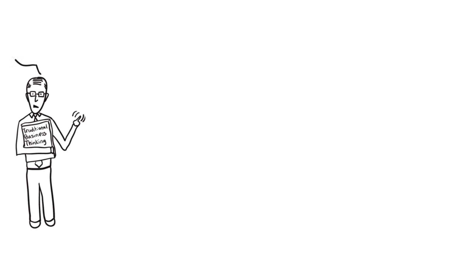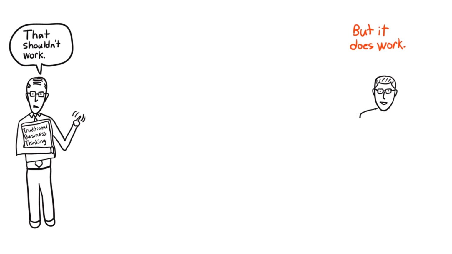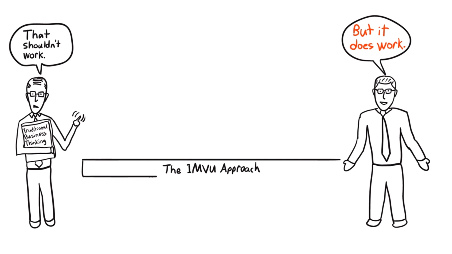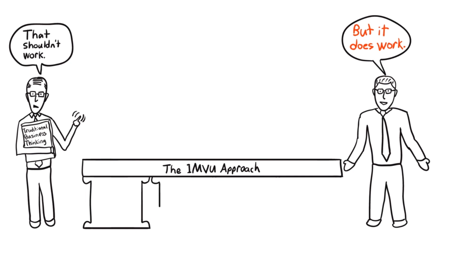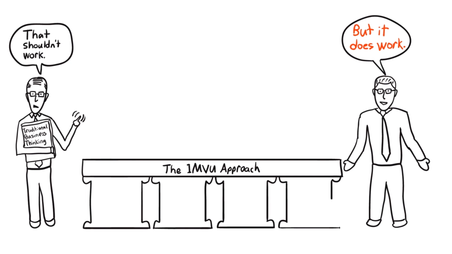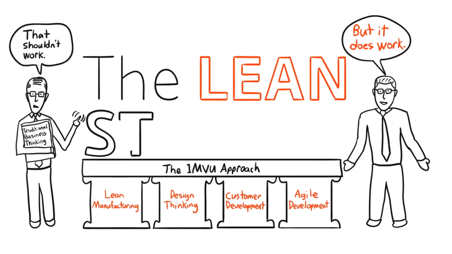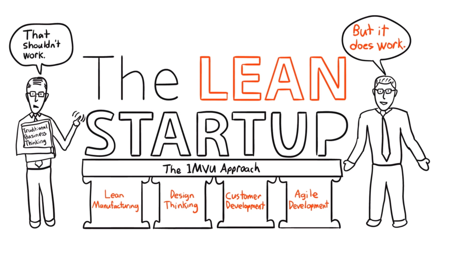Traditional business thinking says this approach shouldn't work, but it does, and you don't have to take my word for it. As you'll see, the approach we pioneered at IMVU has become the basis for a new movement of entrepreneurs around the world. It builds on many previous management and product development ideas, including lean manufacturing, design thinking, customer development, and agile development. It represents a new approach to creating continuous innovation. It's called the Lean Startup.